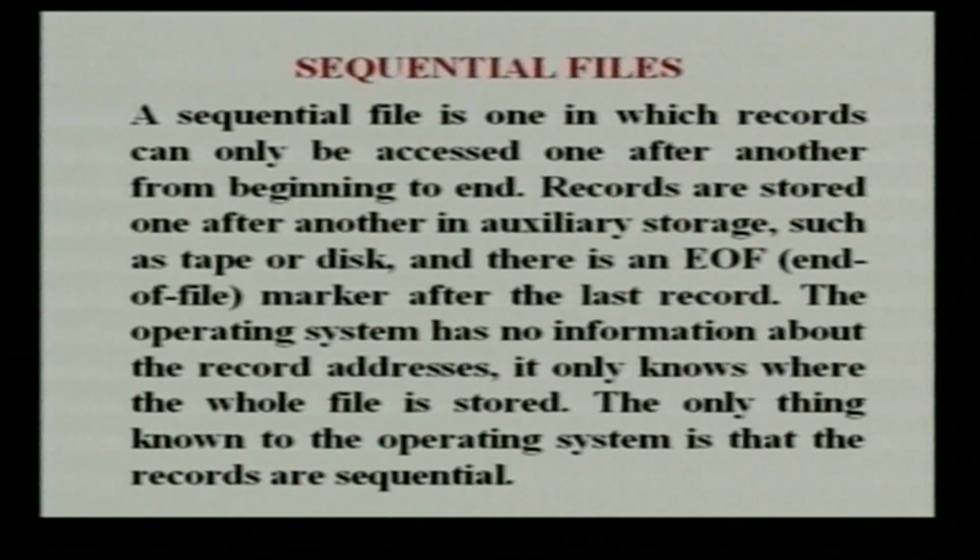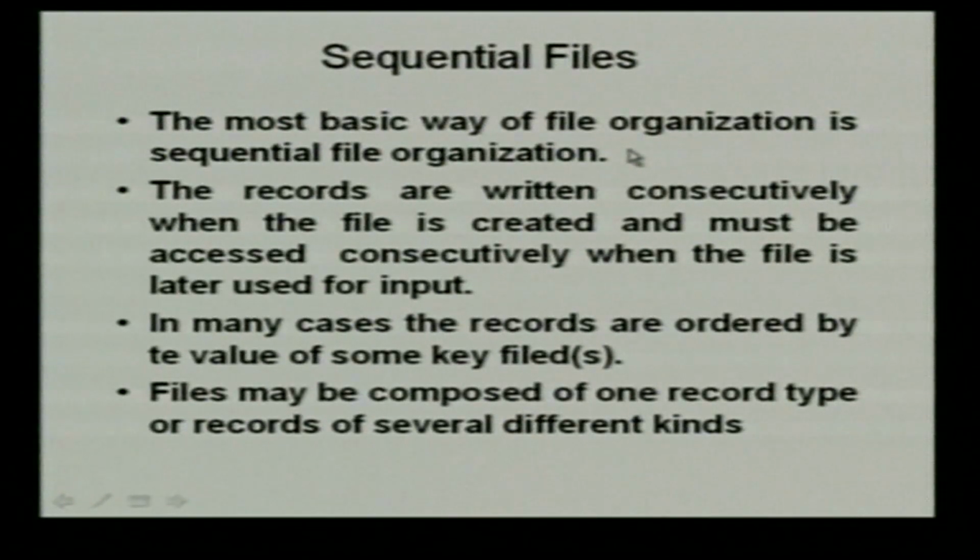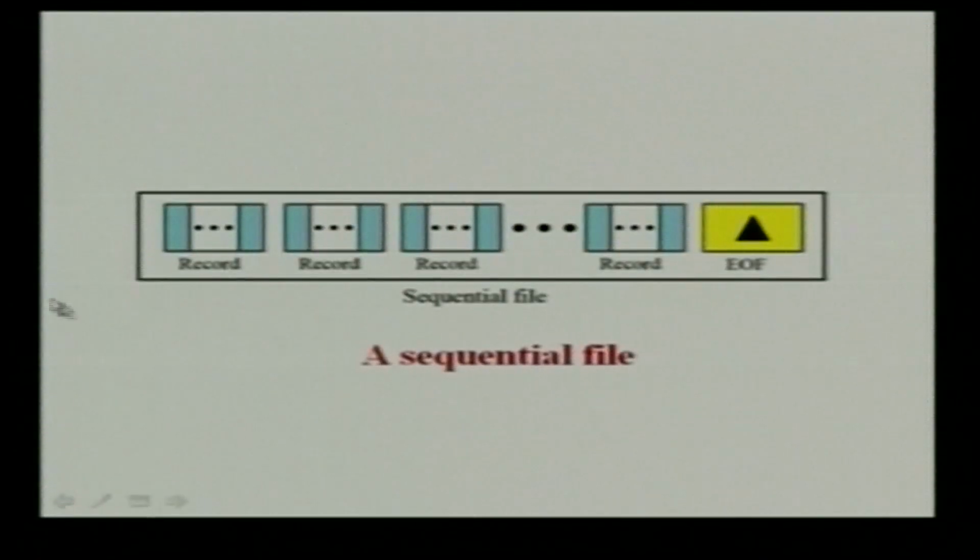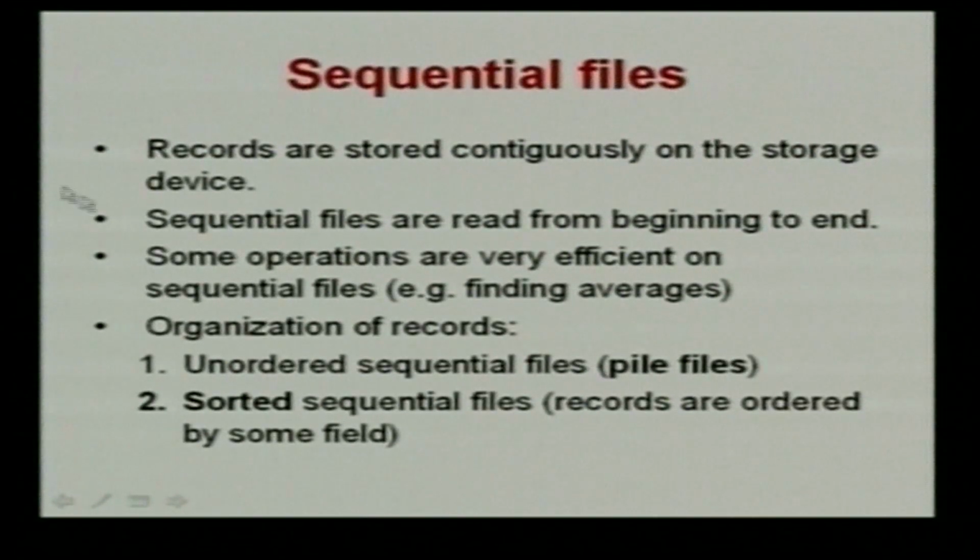So, sequential files are files that we have already seen, where all the records are stored and there is a header file. It could be blocked or unblocked. This is the most basic way in which files are stored, and it can be composed of one record or many records. This is a simple sequential file where the records are there and there is a special indication saying that this is the end of the file. So, records are stored contiguously and they are read from beginning to end.